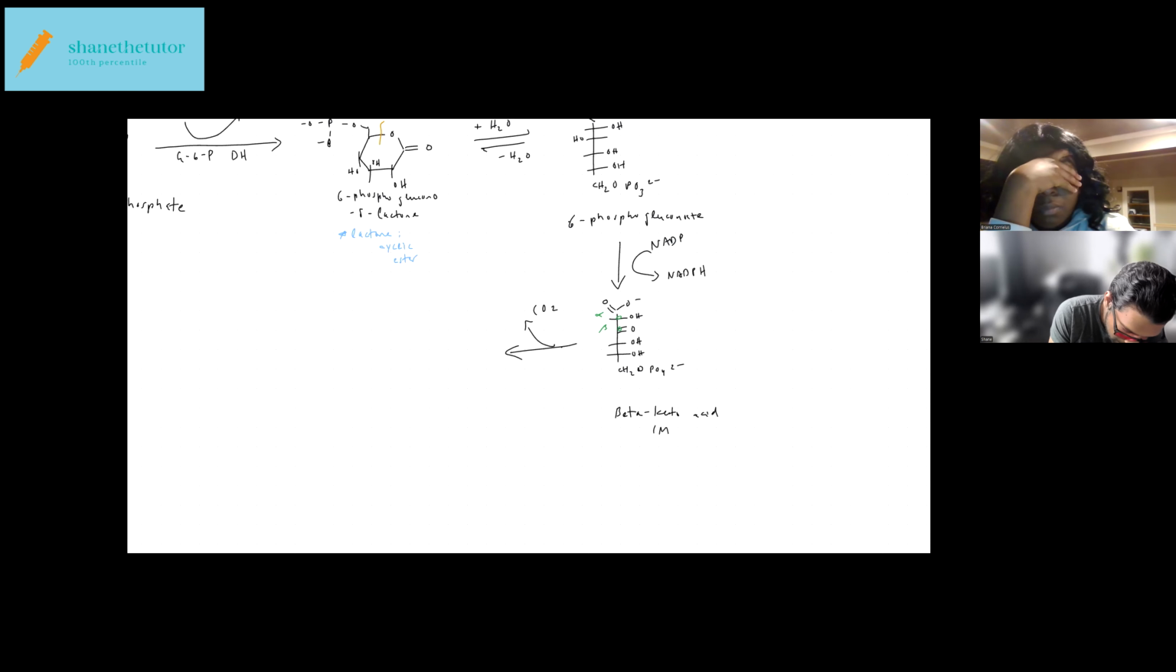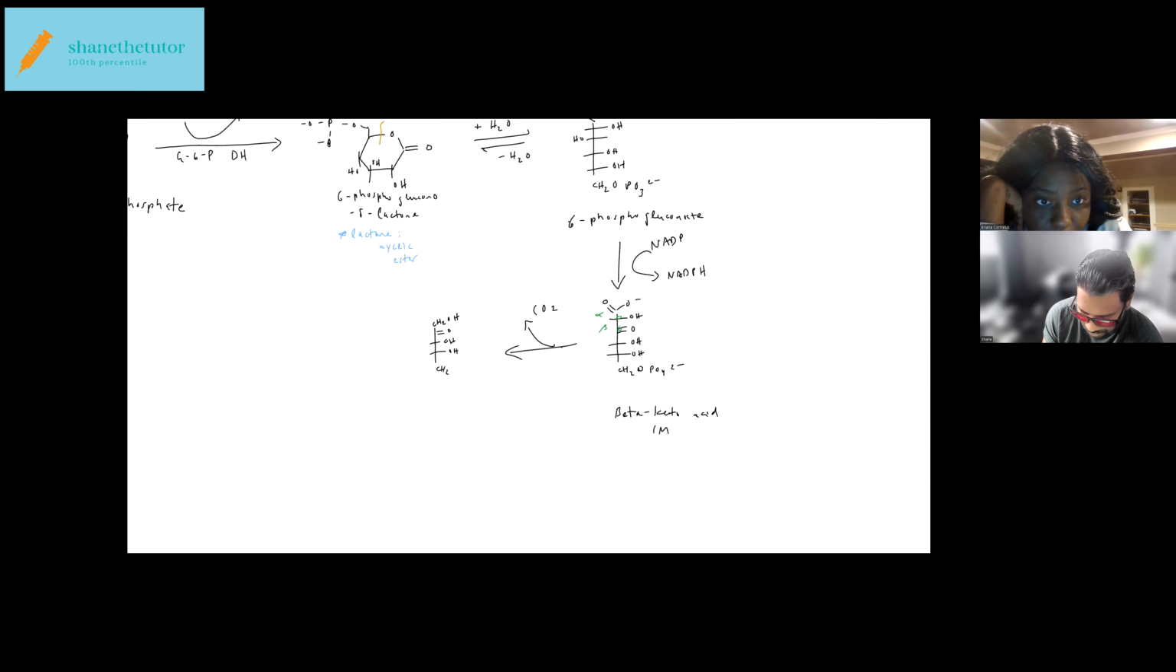So now we'll just have the CH2OH, which is this one over there. And then our ketone, and then two hydroxyls, and then the CH2OPO4 2 minus again.